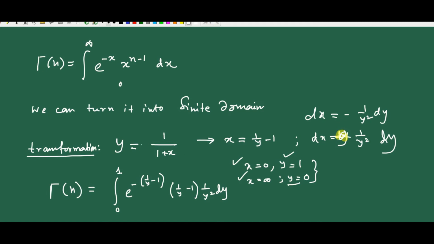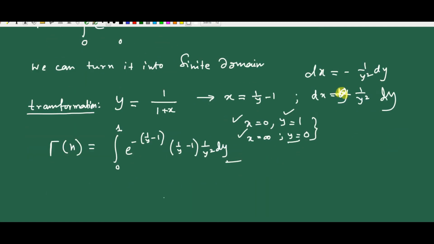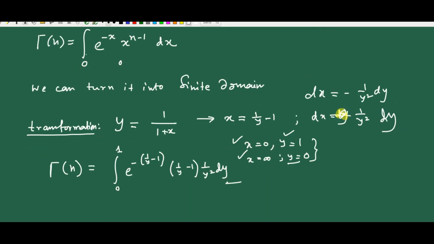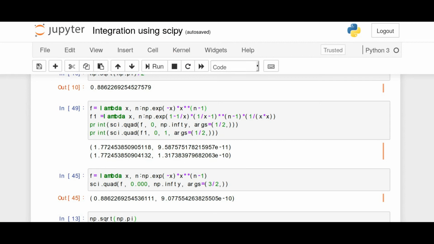And if you get back to here, and put x equals 1 over y minus 1, with 1 over y squared dy, and change the limits of integration, that should be the 0 here, and it comes here. And now the integral from 0 to infinity becomes 0 to 1. That is done here in our Jupyter notebook.